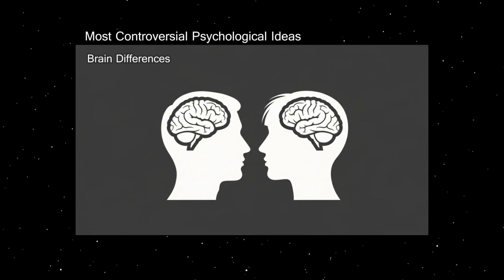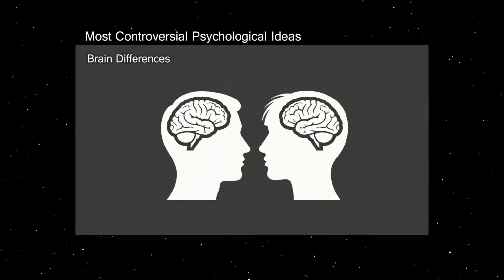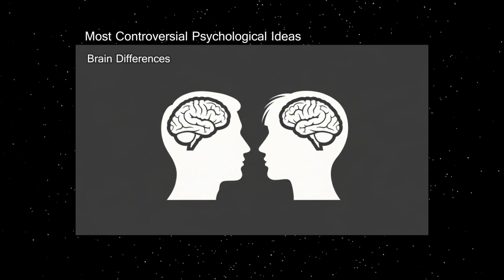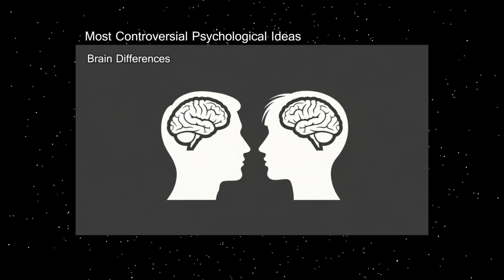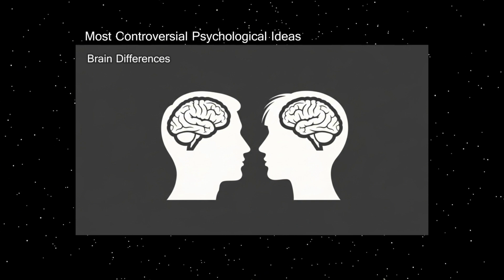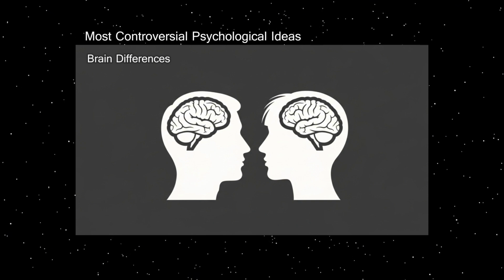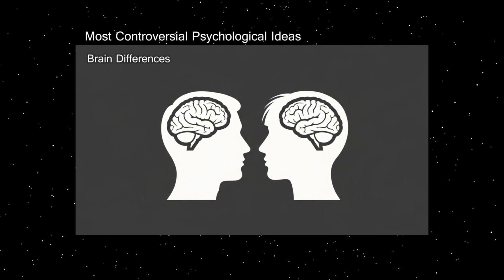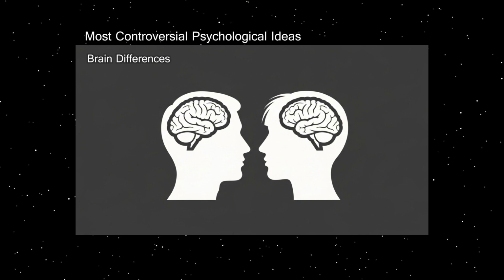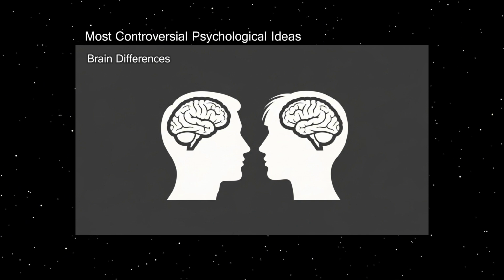It is nearly impossible to disentangle biological differences from the powerful effects of socialization. From birth, boys and girls are treated differently in ways that can shape cognitive development and behavior, making it unclear whether differences seen in adulthood are innate or learned.